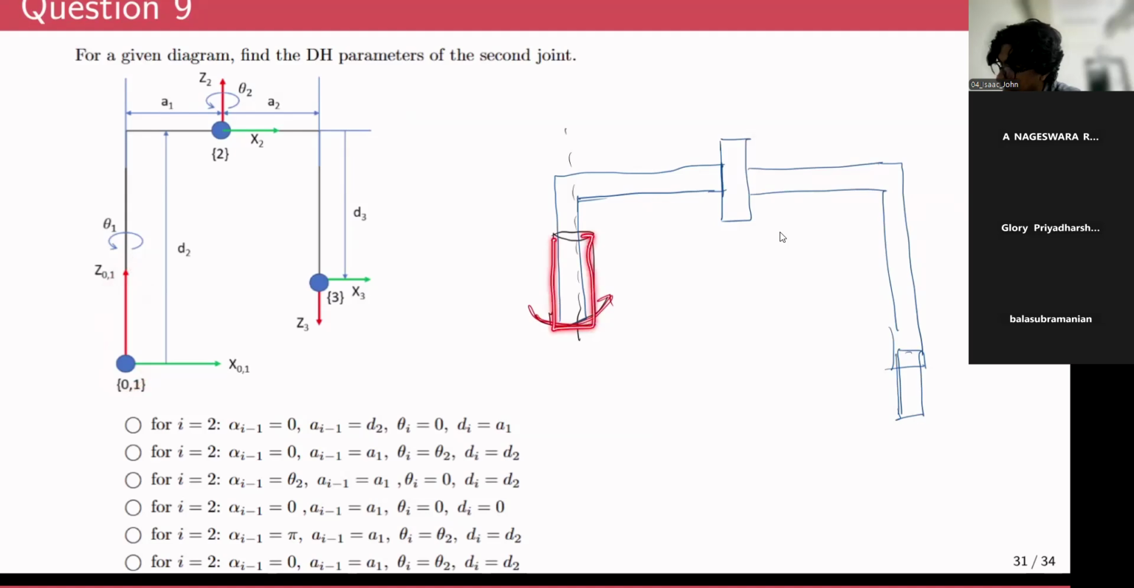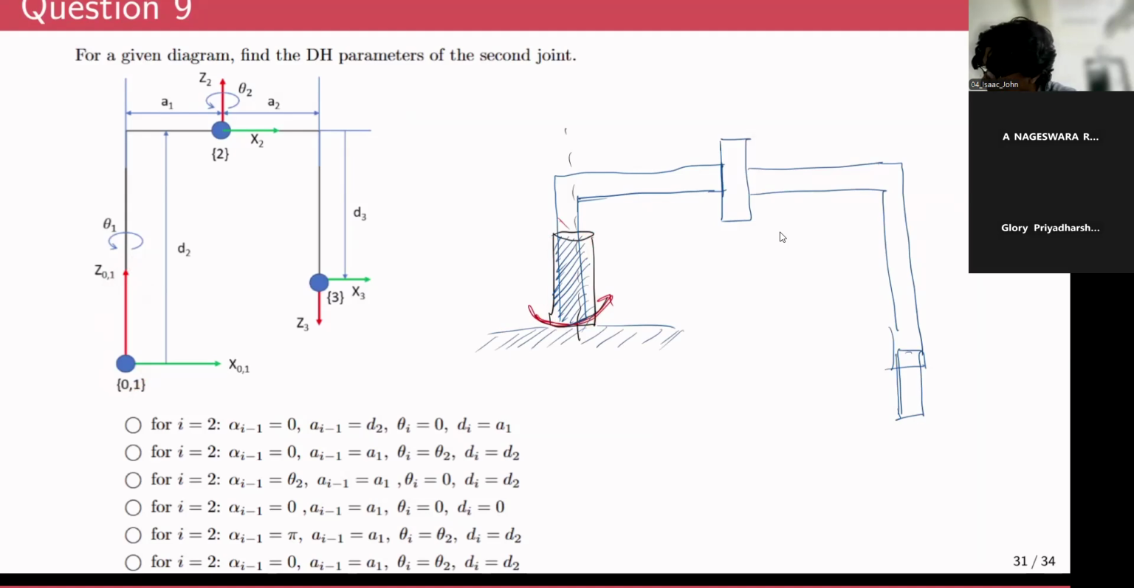If you consider this shaded link over here, you can consider this link to be fixed to the ground. And inside that, you have one link. I'll use some colors. Maybe this yellow colored link, you can consider it to be the first link going inside. And maybe this green colored link, you can consider it to be the second link. And this blue colored link, you can consider it to be the third link.